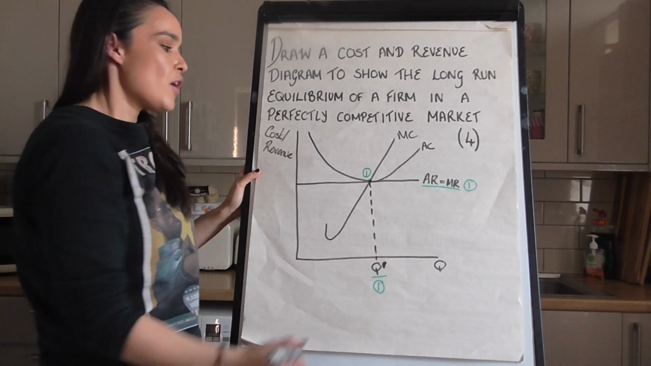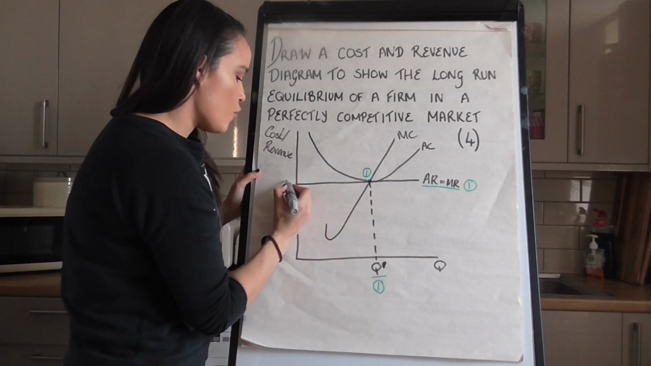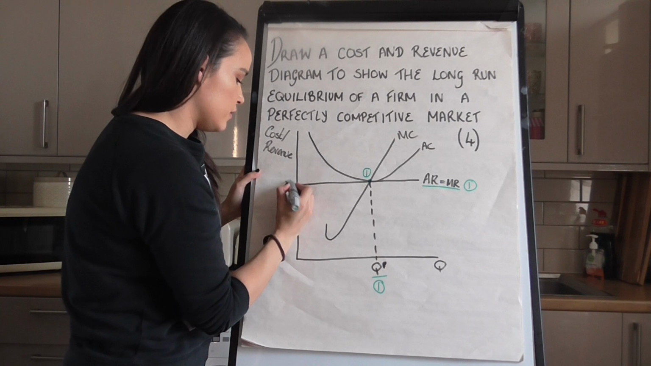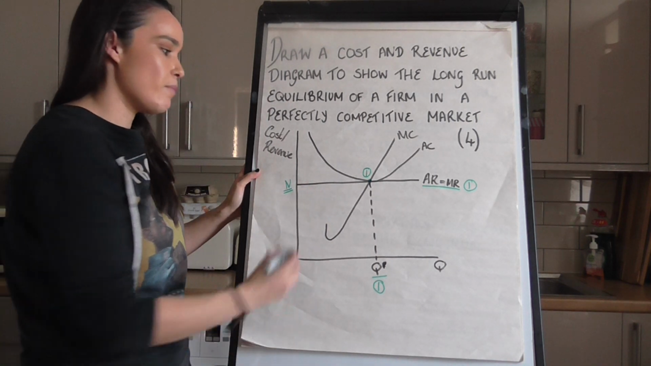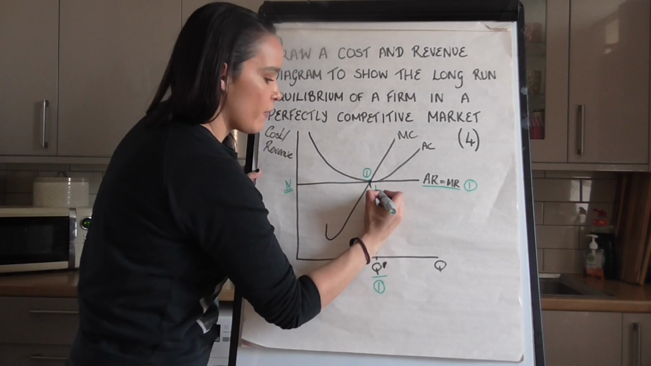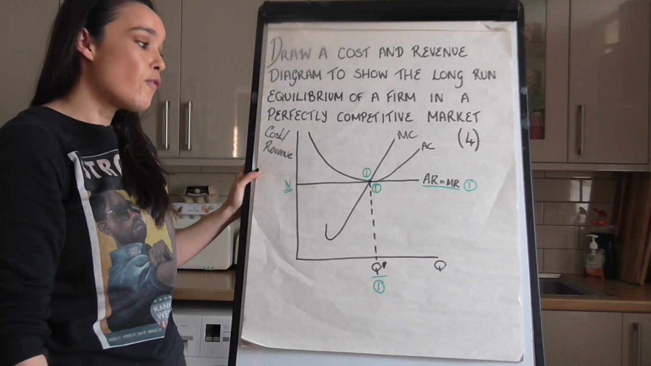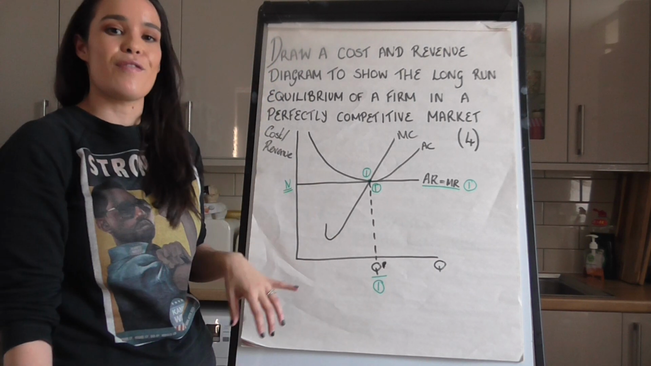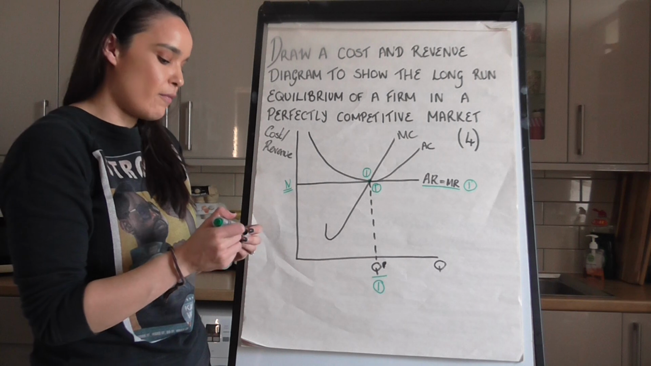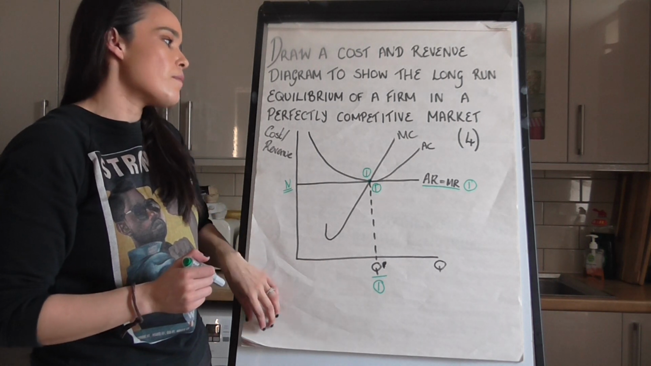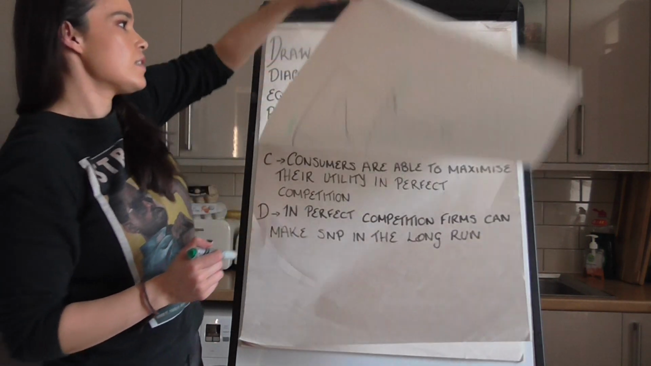And your final mark would have been showing that they're making normal profit here. Normal profit's only being made. If you draw this, it would have been fine. This would have been your 4th mark. So that's where all 4 of those marks come from for that question. So moving on to our next question.